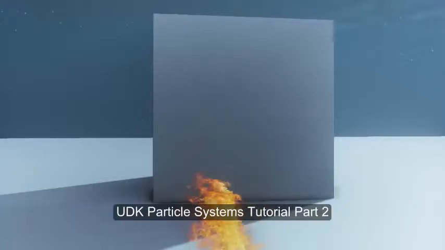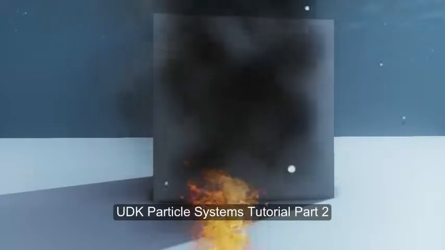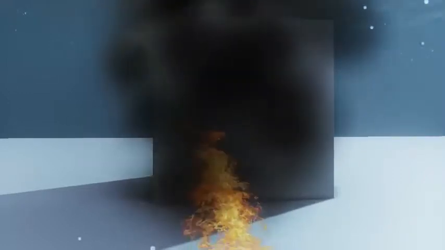Hello and welcome to the second part of the UDK particle system tutorial. Today I'll be showing you how you can use Cascade to make rain and snow.